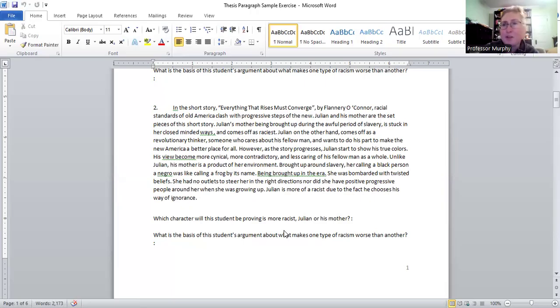All this fluff about racial standards of old America clash with progressive steps of the new, they're set pieces. Oh, no, that is clutter. That is useless writing. It had nothing to do with this assignment. This writer thinks that they're great, though. They think that they are doing so well and they've filled so much space. Well, they filled it with useless stuff that we need to take out because it has nothing to do with the argument and it's just so much clutter.